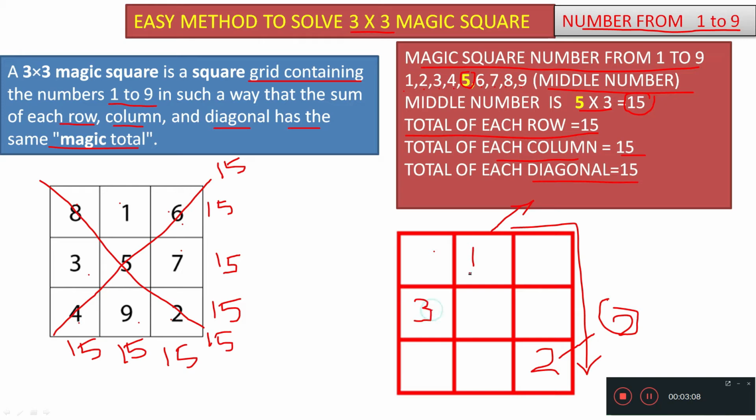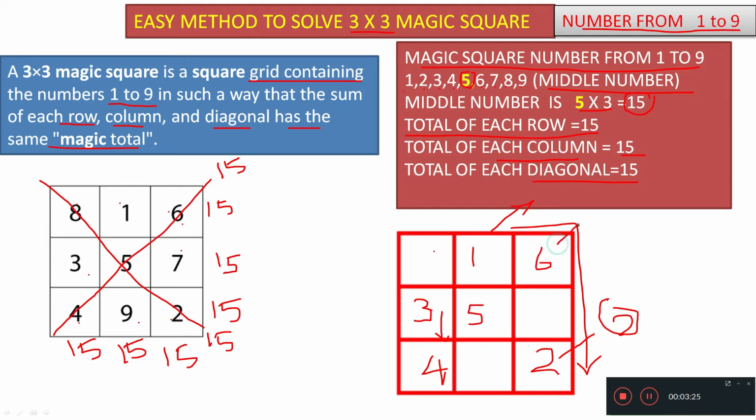4 you should go diagonally, but already number 1 is occupied there. So you cannot place 4 there. So you should come down. So 4 you have to place it here. 5 you can go diagonally, the place is vacant. 6 you can go diagonally.